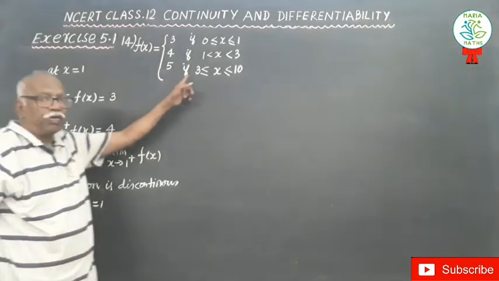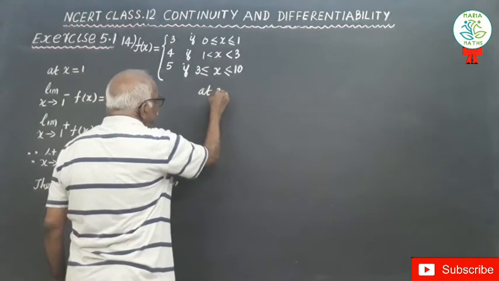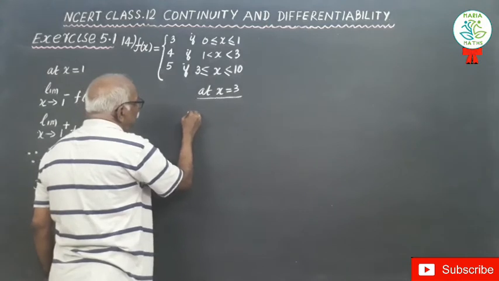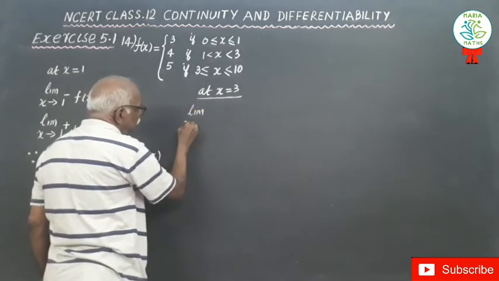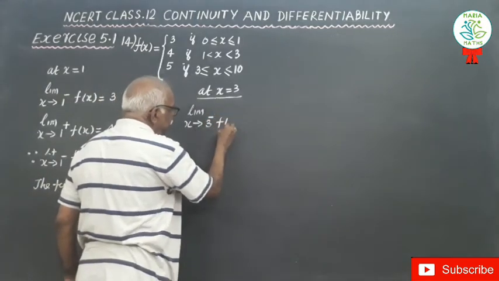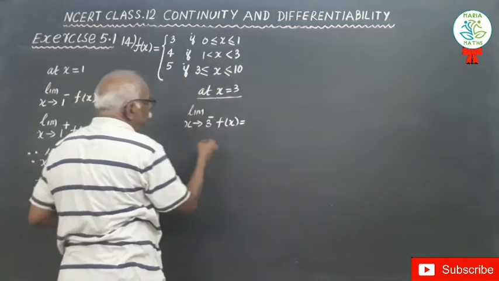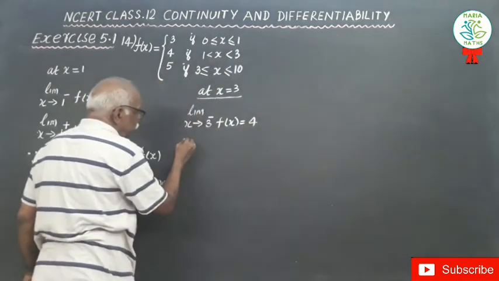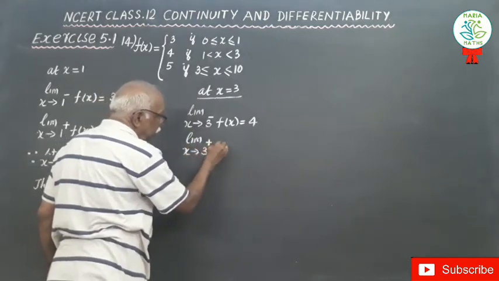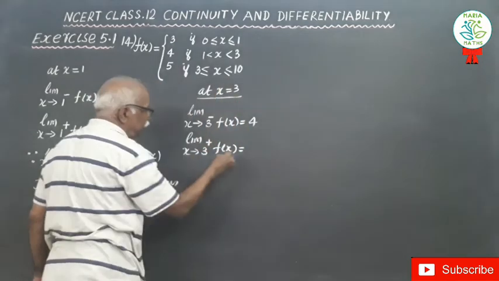Now we will find what about x is equal to 3. At x is equal to 3, limit x tends to 3 minus f of x, 3 minus is less than 3, which is 4. Limit x tends to 3 plus f of x, 3 plus is greater than 3 and less than 10, which is 5.